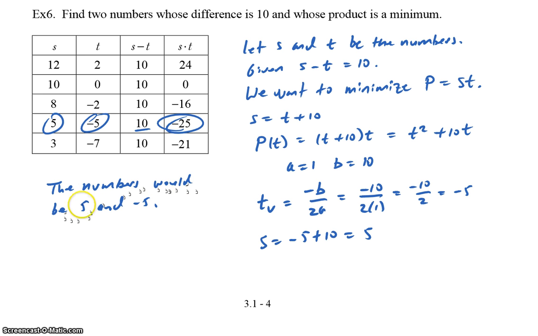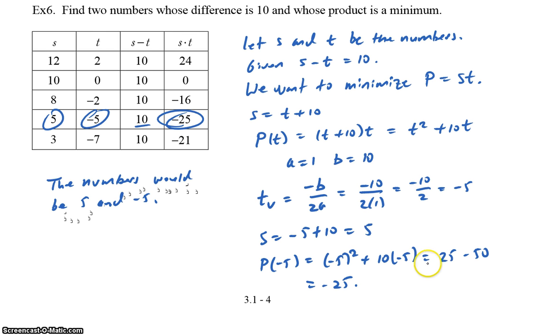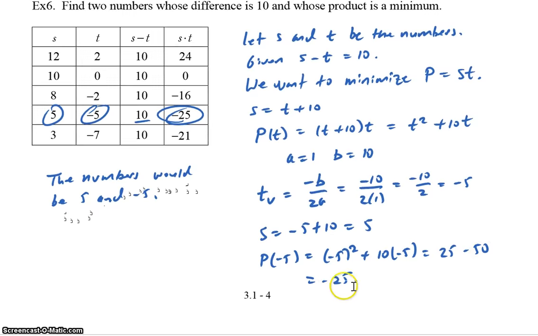And by the way, if we evaluate P at T equals negative 5, P of negative 5 would be negative 5 squared plus 10 times negative 5. That is 25 minus 50, and we obtain negative 25 for the actual minimum product of these two numbers, which again corresponds to what we saw in our table.